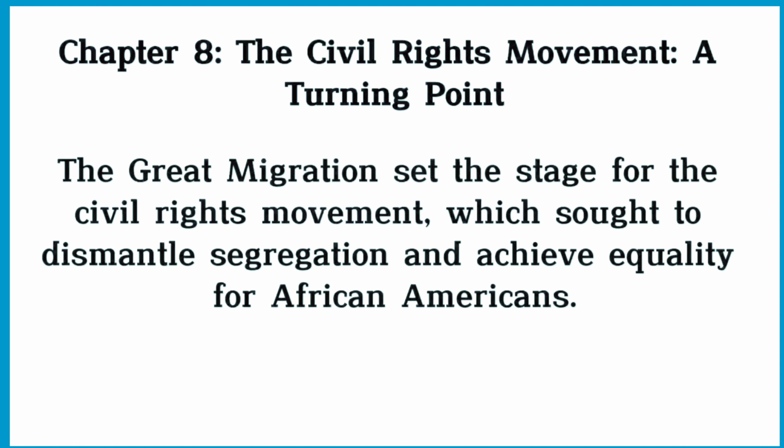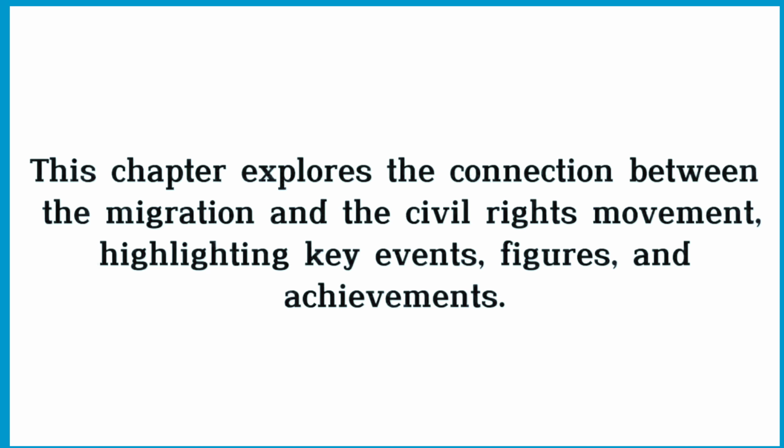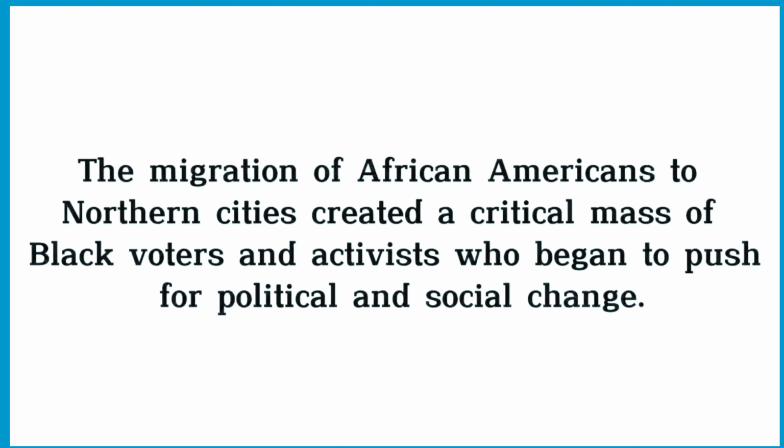Chapter 8: The Civil Rights Movement, a Turning Point. The Great Migration set the stage for the Civil Rights Movement, which sought to dismantle segregation and achieve equality for African Americans. This chapter explores the connection between the migration and the Civil Rights Movement, highlighting key events, figures, and achievements. The migration of African Americans to northern cities created a critical mass of black voters and activists who began to push for political and social change.